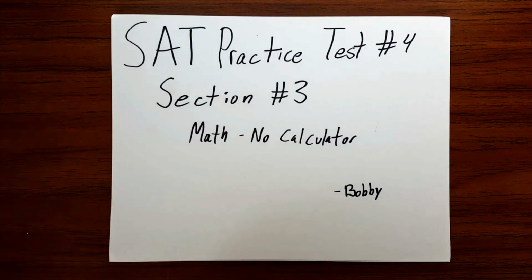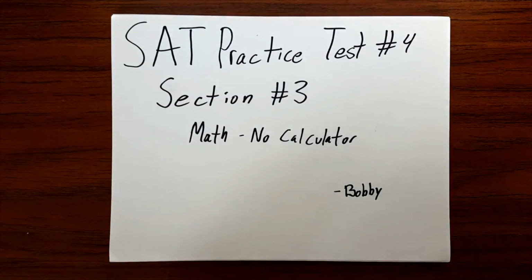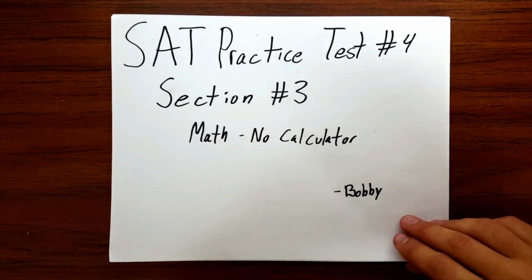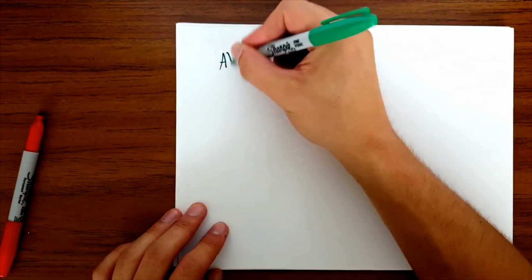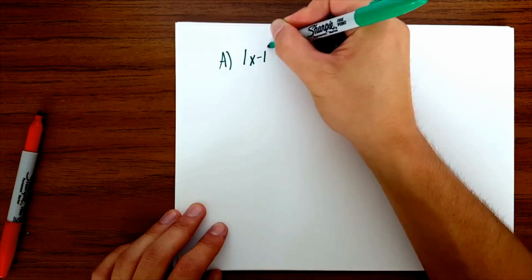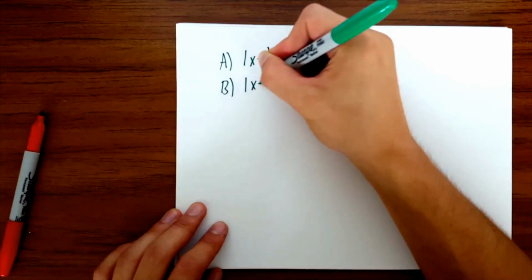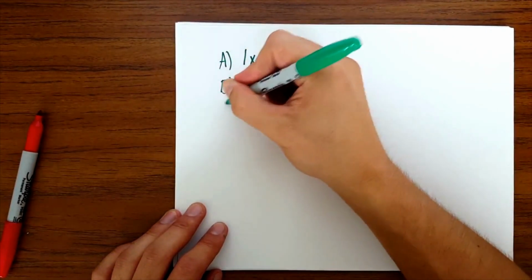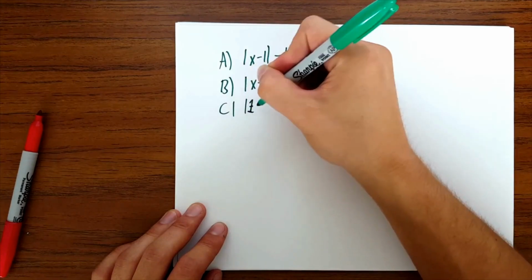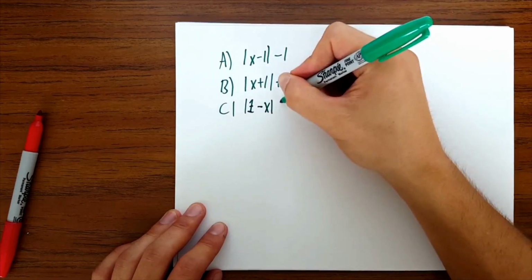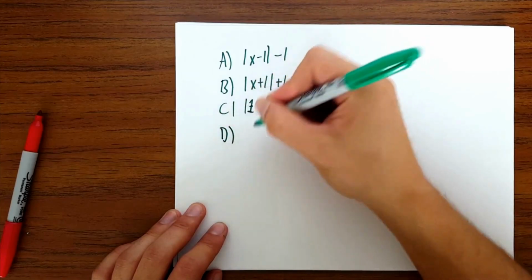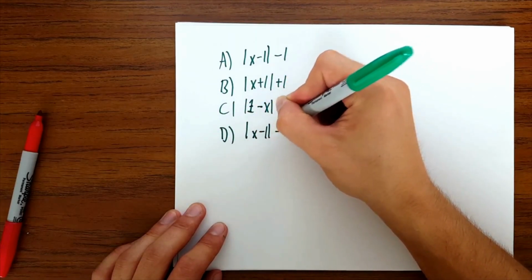So I'll read the question and discuss the answer and hopefully try and give any tips I can along the way. So I'll just hop right in. The first question is, which of the following expressions is equal to 0 for some value of x? And you have A, absolute value of x minus 1, B, absolute value of x plus 1, C, 1 minus x plus 1, or D, absolute value of x minus 1 plus 1.